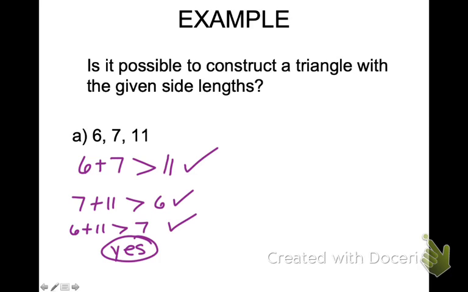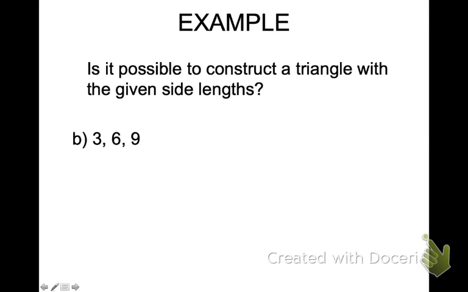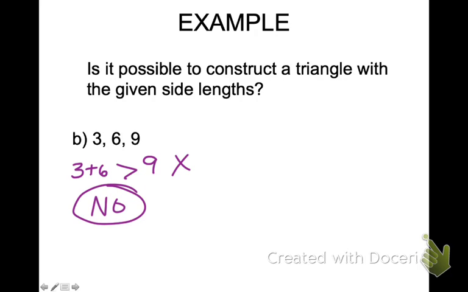Okay, if we go to B, if I add the smallest 2 sides together, I get 6, 3 plus 6. Is that greater than 9? No, it's equal to. So since it's not, no, you can't make a triangle that has the dimensions of 3, 6, and 9.